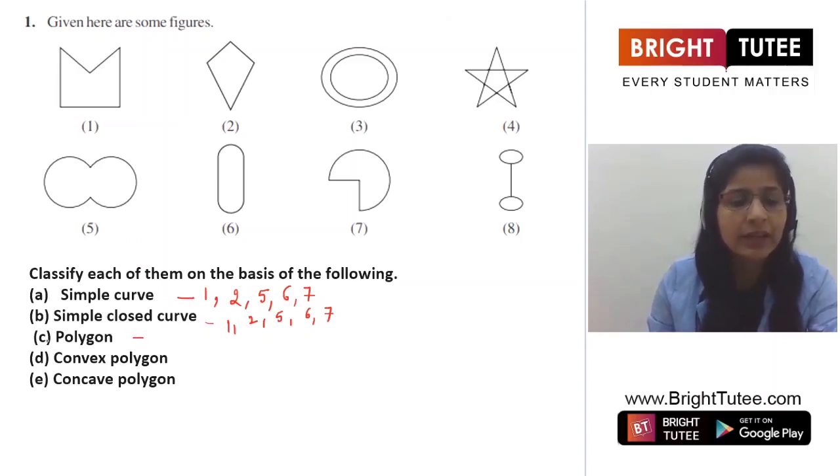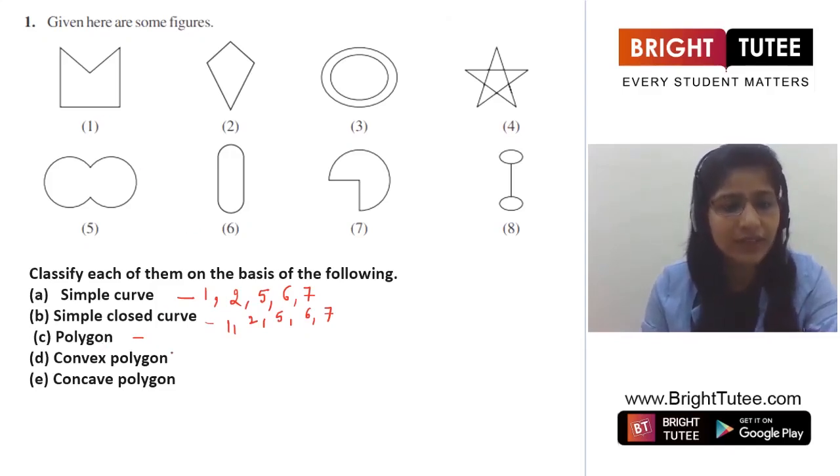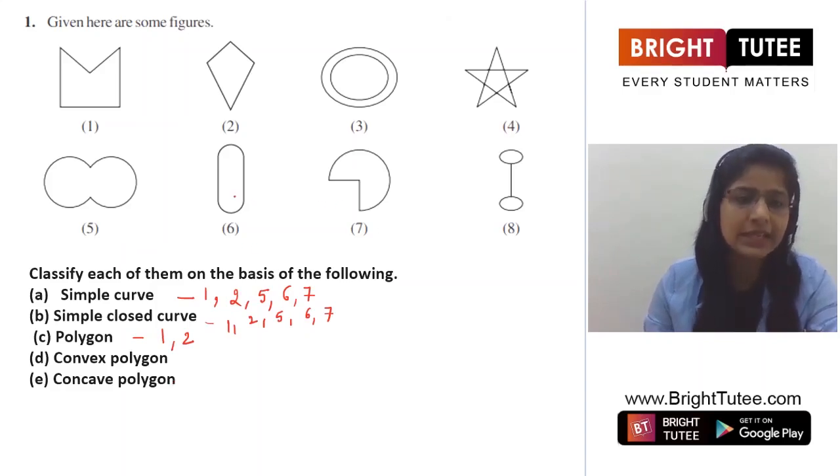Now polygon. We have already discussed the definition of a polygon. It was a simple closed curve but should be made up of only line segments. So the first one is only made up of line segments. Second one is also made up of only line segments. For the rest, if I go to 5th, 6th and 7th, yes, they are simple as well as closed, but they have these curved lines. Okay, these are not made up of only line segments.